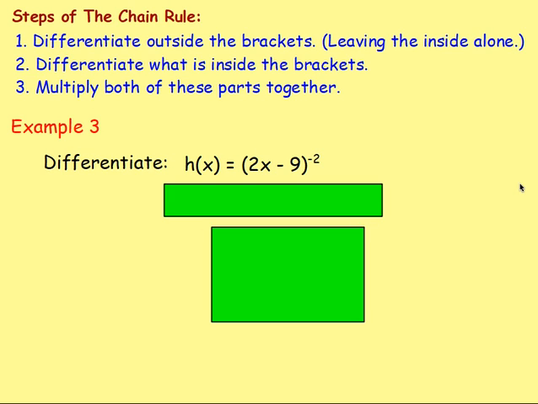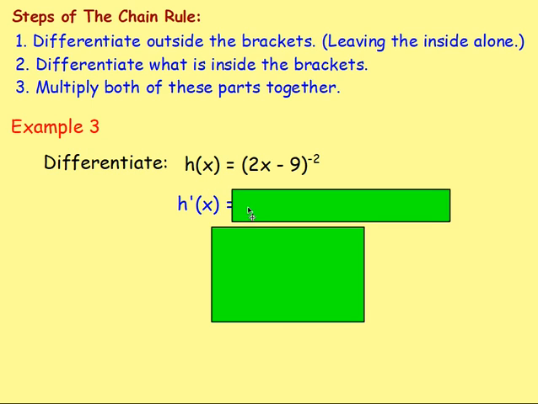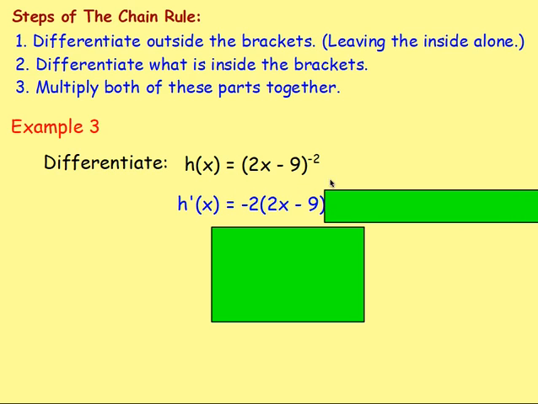Example 3, differentiate h of x equals 2x take away 9, in brackets, to the power of negative 2. So how would you do this one? Exactly, yeah, you use the same method. So again, you're just wanting to jump into the chain rule. So h dash x would equal, bring the power down, so you'd have negative 2 times the brackets, and that would go to the power of negative 3, perfect.